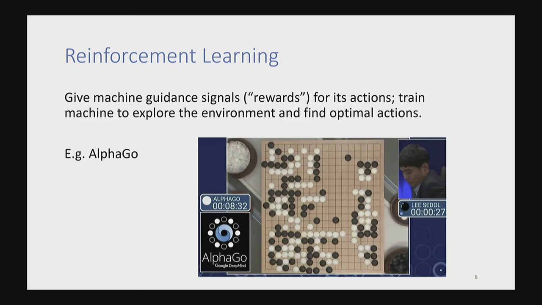For example, self-driving cars. You have to explore, of course, the street, the traffic, and then make the right decision. Make a right turn, left turn, brake. And a lot of that is done by reinforcement learning, and a lot of the gaming is also done by reinforcement learning.